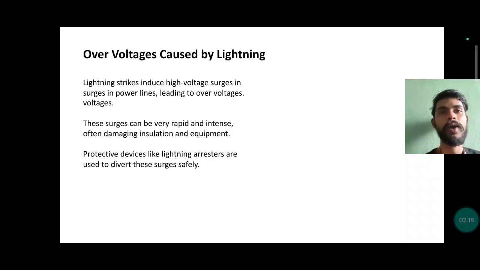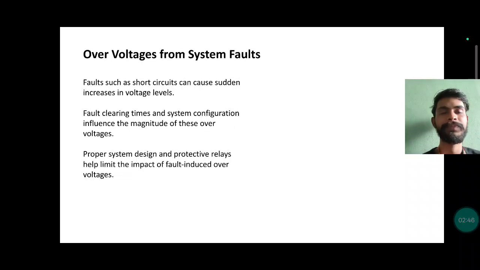The next one, over voltages caused by lightning. Lightning strikes induce high voltage surges in power lines leading to over voltages. These surges can be very rapid and intense, often damaging insulation and equipment. Protective devices like lightning arresters are used to divert these surges safely.